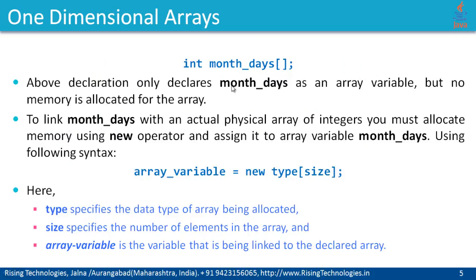So to link this month days array variable with an actual physical array of integers, you must allocate memory using new operator and assign that memory to the array variable with the name month days. So this is the syntax. You can specify name of array variable equals new whatever type and the size of that array. Here this type specifies the data type of array that you are going to declare. This size specifies the number of elements in the array, and this array variable is the variable that is being linked to the declared array.